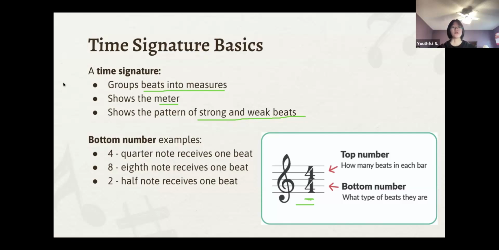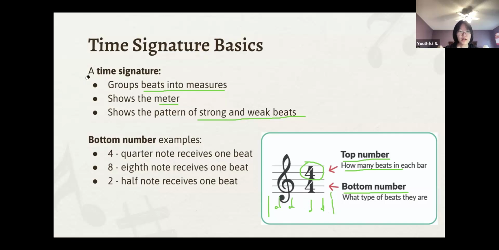So in the image on the right here, the top number tells you how many beats. So for 4/4 time, there would be 4 beats. And then the bottom number tells you what type of beats they are. So for 4/4 time, it would be 4 beats in one measure, and they're quarter beats. So a quarter note receives 1 beat. So you'd have 4 quarter notes, and then that would be 1 measure. Just think of it like that. This is a measure.